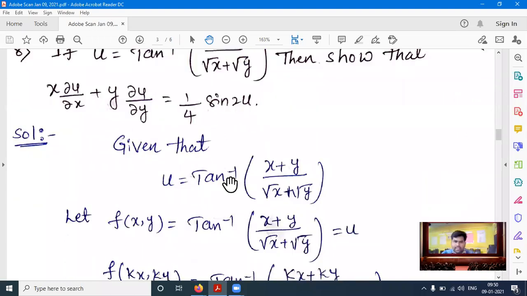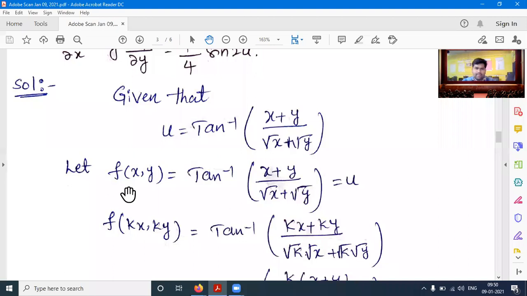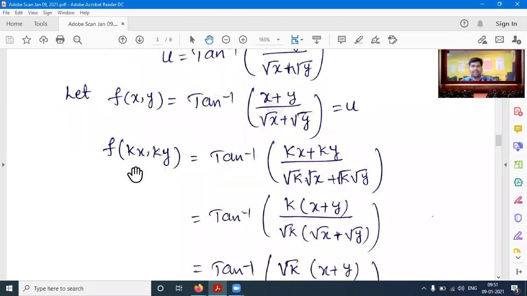Solution. Given that u is equal to tan inverse of (x plus y) by (root x plus root y). So let f of x comma y be equal to tan inverse of (x plus y) divided by (root x plus root y). So that is equal to u. Now f of kx comma ky means we are checking whether it is homogeneous or not. If it is homogeneous, we find its degree.